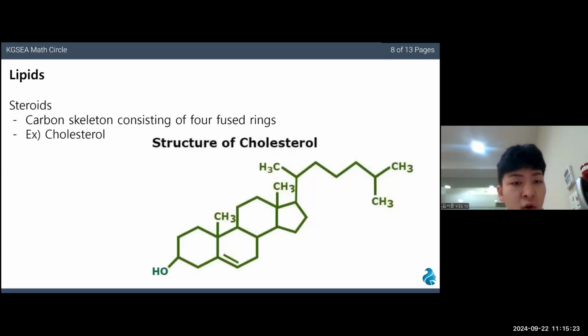The last type is steroids, which are made of a four-fused ring carbon skeleton. An example is cholesterol. As you can see, there are 3 hexagons and 1 pentagon.